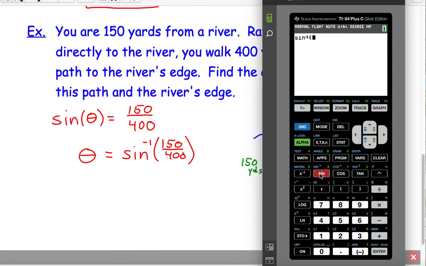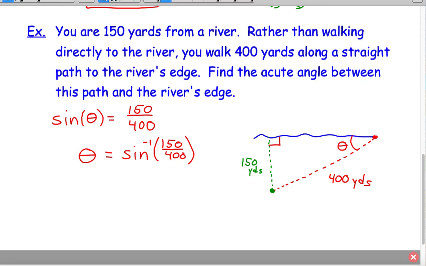And now I want to type in 150 divided by 400. So instead of giving me the ratio, so the sine takes an angle and gives you a ratio, a number, the inverse sine takes that ratio or that number and gives you an angle. And I'm in degree mode, so that's 22.0 degrees. So I know that the angle between the river and my path is approximately 22.0 degrees. And there you have it.